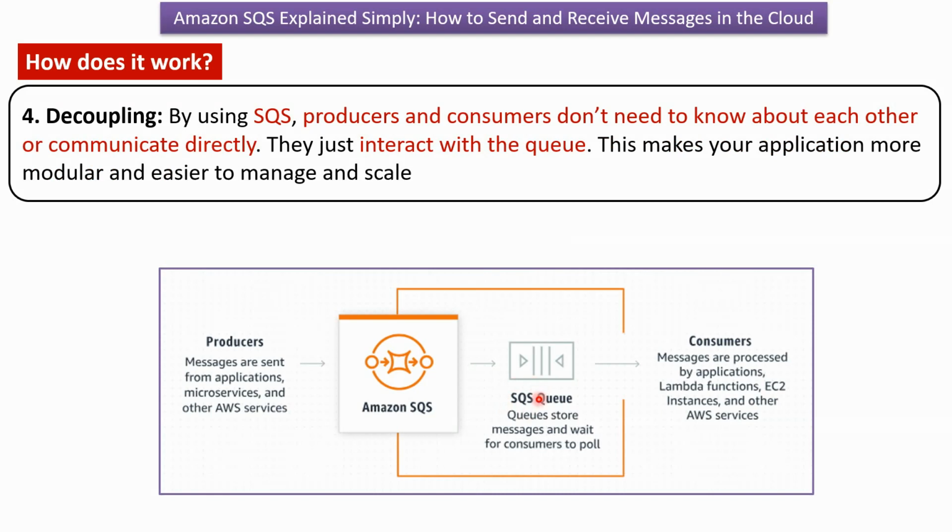By using SQS, producers and consumers don't need to know about each other or communicate directly. They just interact with the queue. This makes your application more modular and easier to manage and scale.